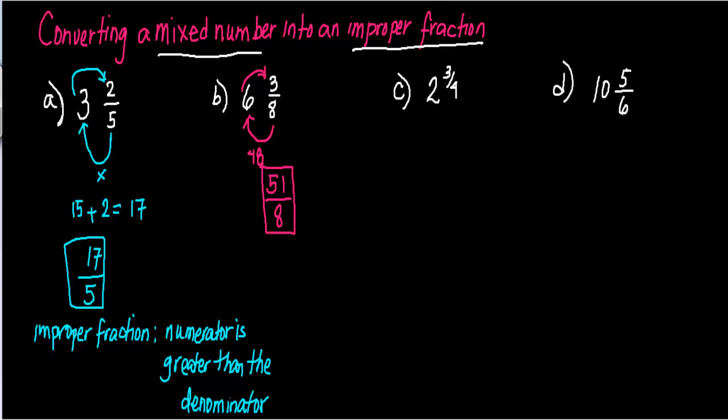Let's do letter C. 2 3/4. We take 4 and you multiply it by 2, you get 8, and then you add 3. 8 plus 3, that's 11, and you write 11 over the original denominator, which is 4. And there is your improper fraction. For letter D, let's do 6 times 10, which is 60, and then 60 plus 5, which is 65, and you write it over the original denominator, which is 6. Okay? And that is your improper fraction.